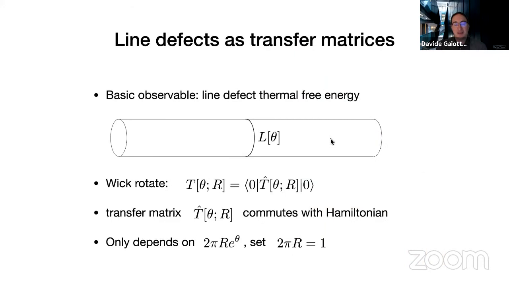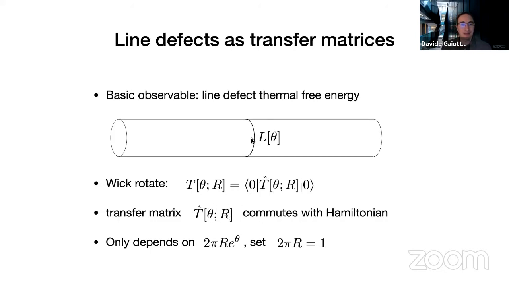The most basic observable you can compute when you have an impurity is the free energy of the impurity, the thermal free energy. Meaning you put your theory on a thermal circle, you wrap your defect along the thermal circle, and you see what comes out. Or if you Wick rotate, you get a transfer matrix acting on the space of states on the circle. And again, this transfer matrix should be the main object of study in affine Gaudin.